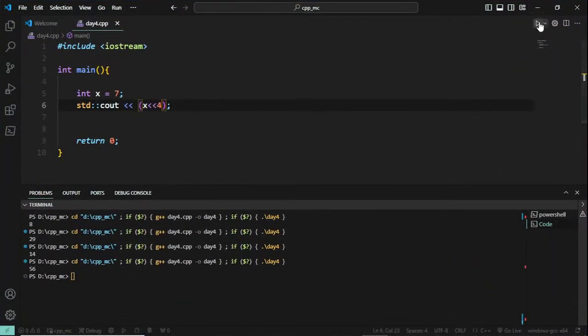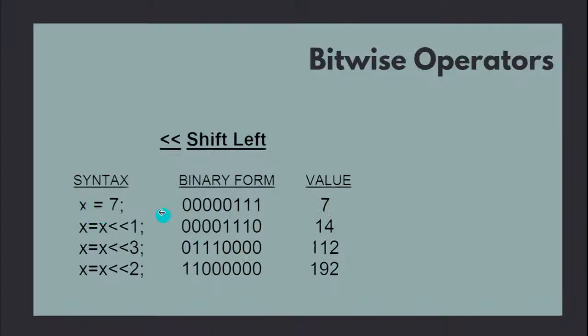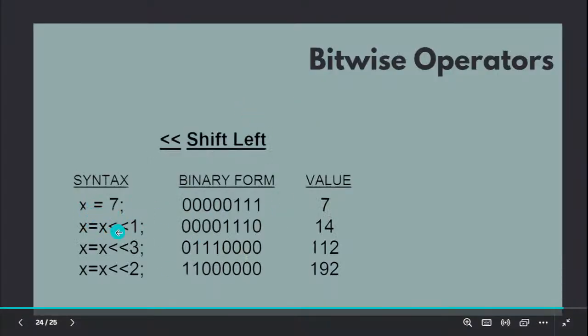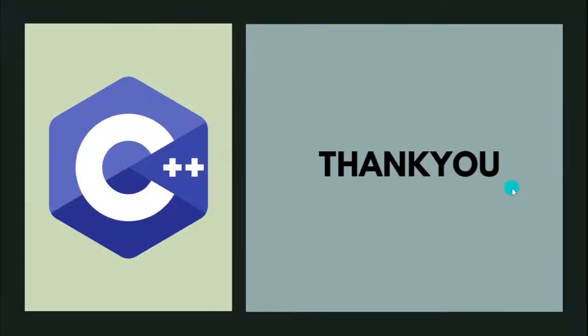If you go with 4, you will get 112, because they are storing it and shifting it 4 times. So that is bitwise operators, and that covers operators and operations in C++.